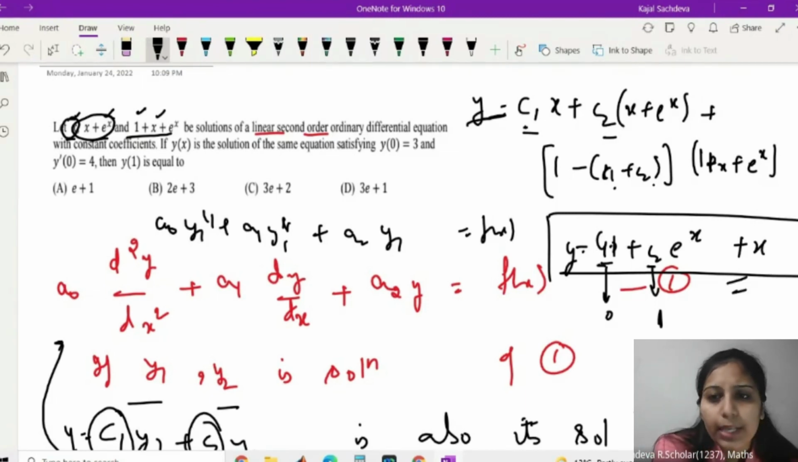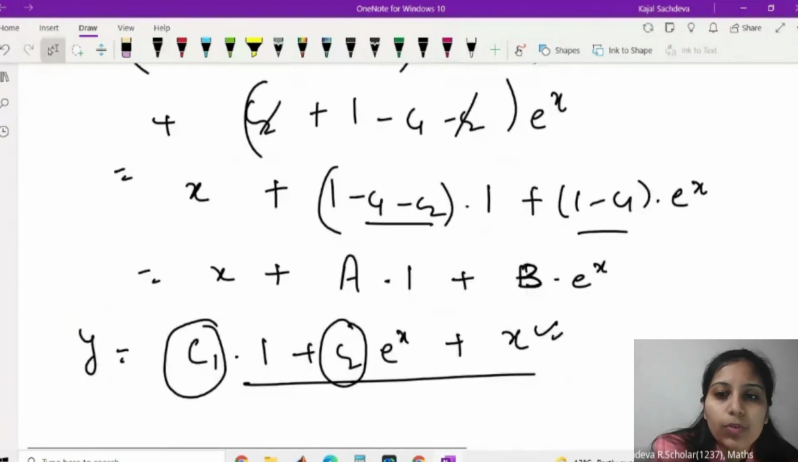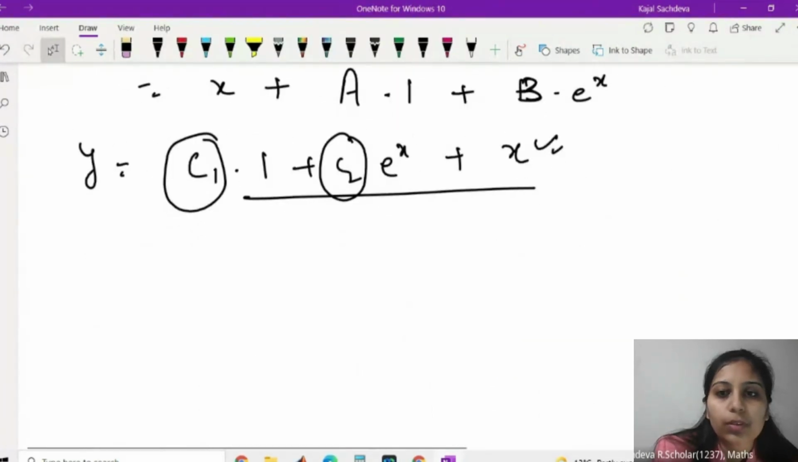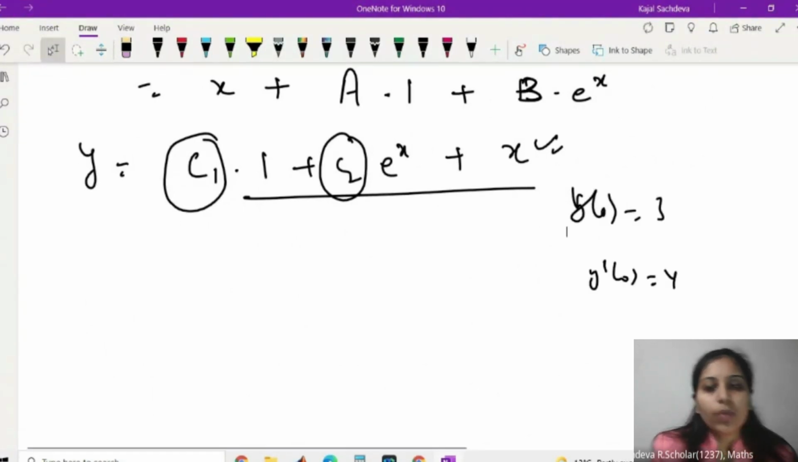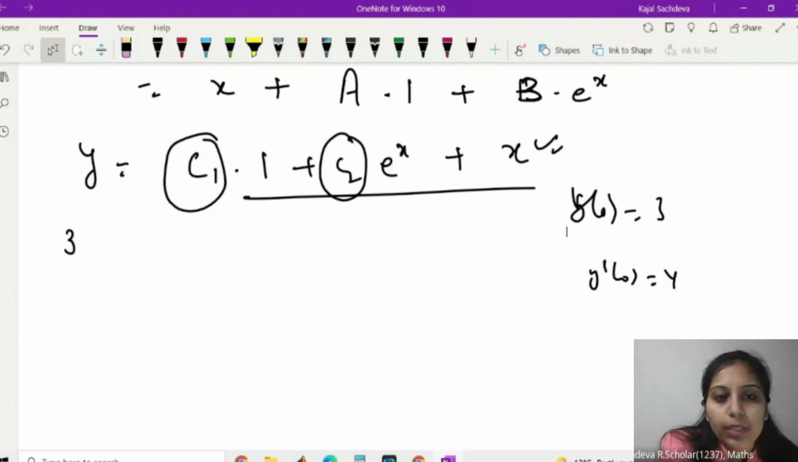So this solution we get. Now we just put these conditions so that we get the values of C1 and C2. Then we get y(x) here. So just apply the condition y(0) equal to 3 and y'(0) equal to 4. So when we put y(0) equal to 3, we put 0 for x, then C2 e^0 becomes C2 and x becomes 0. So we get C1 plus C2 is equal to 3.